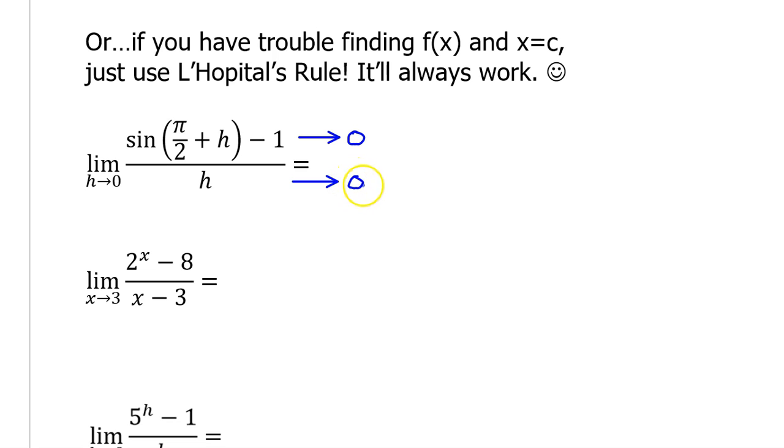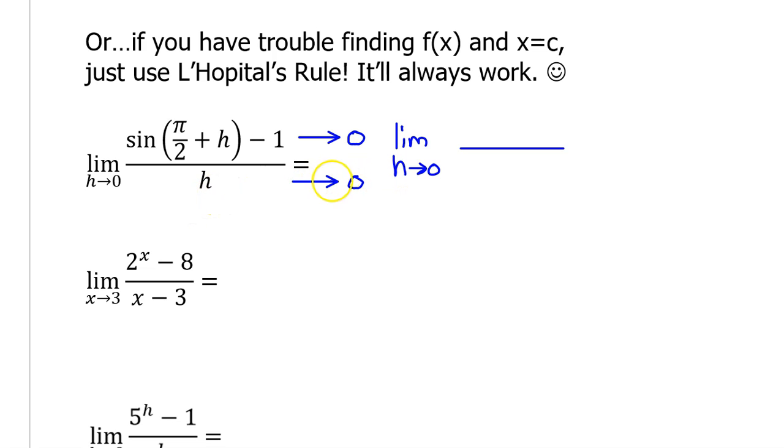Arrow 0, arrow 0. I'm using arrows like this because we are not allowed to write this down. This is bad notation. You cannot divide by 0, so you can never write down 0 over 0 as a fraction. That's wrong. So just put arrows like this. Now we can do L'Hopital's rule.